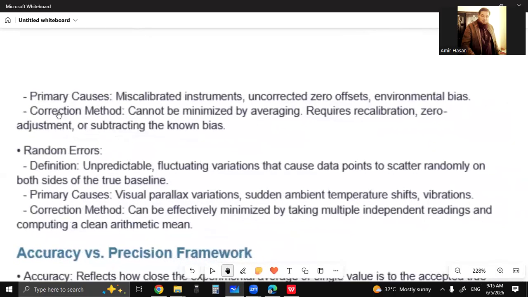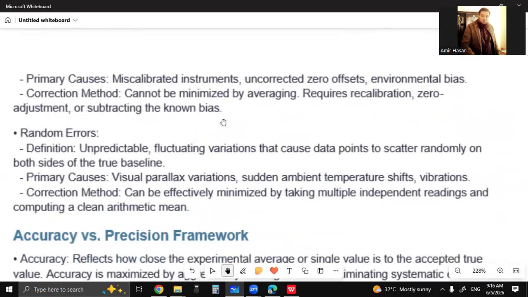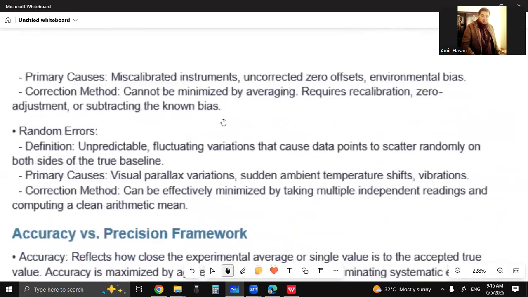Now, primary causes: miscalibrated instrument, uncorrected zero offset, environmental bias. Correction method: it cannot be minimized by averaging, and requires recalibration, zero adjustment, or subtracting the offset. How do we adjust the primary error? We adjust the zero error first, and the parallax error: we see the reading directly perpendicular to the scale, then we can adjust the primary error.